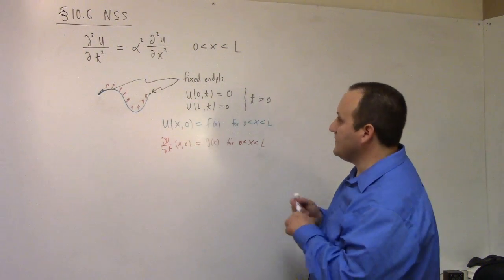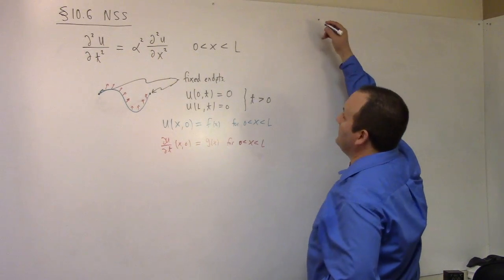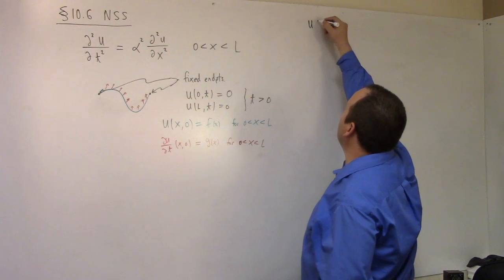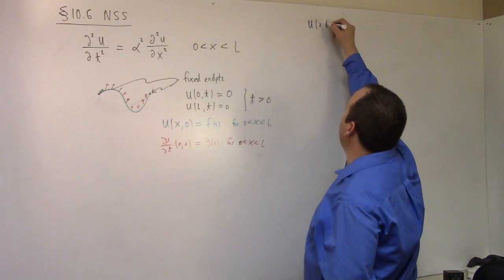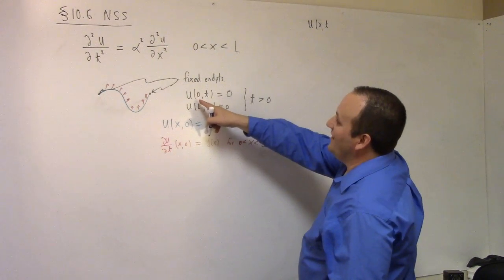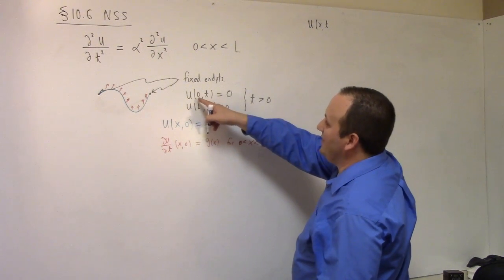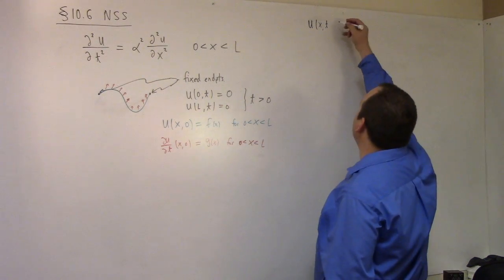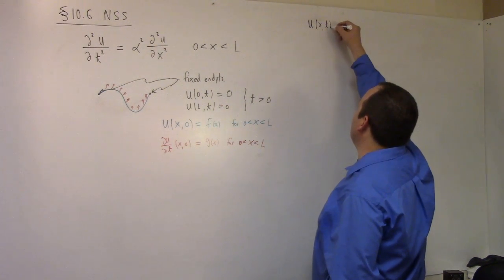First of all, what do you think we should do? u of x, t equals to what? I always have a moment of wait a minute, time space or space time? What did I do? Space time. I did space time. Yeah, it sounds better, doesn't it? Okay, so space time.